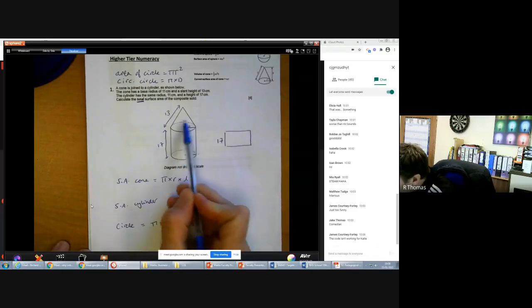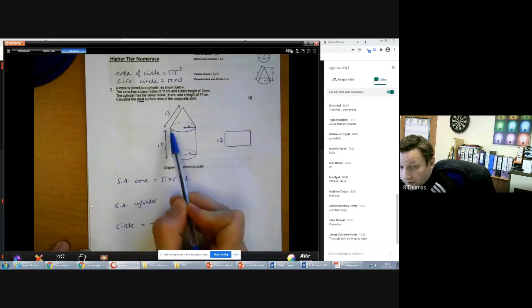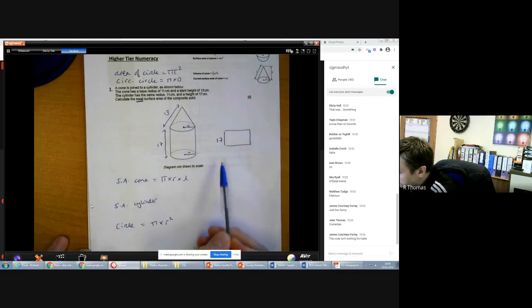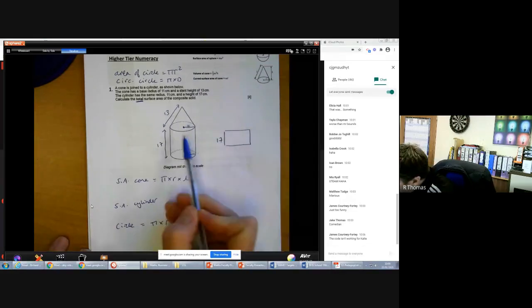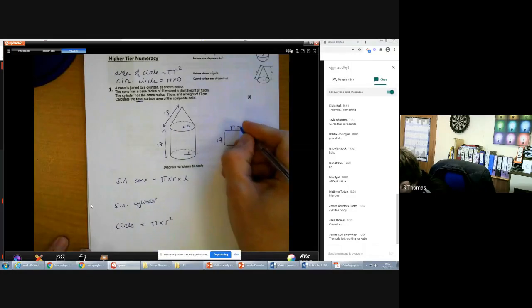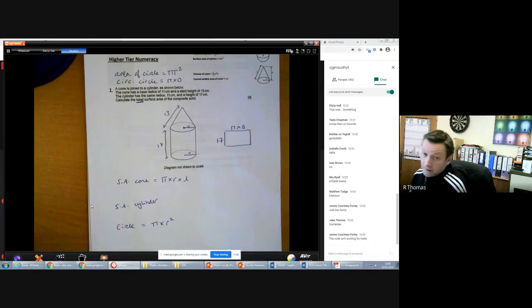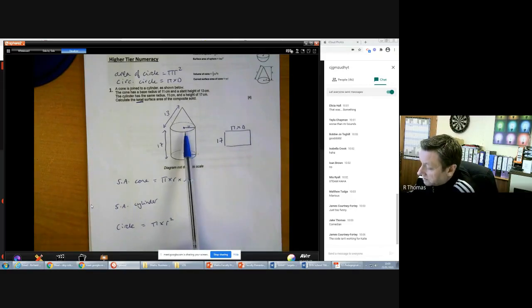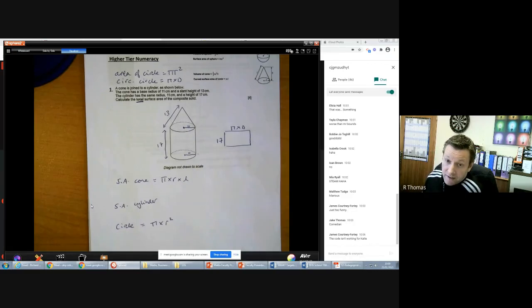I would hope you agree that the length of this rectangle is actually the circumference of the circle. Right? If I could cut it here and open it out, the length of that rectangle would be the circumference of that circle, which is pi times diameter. Now, of course, they haven't given us the diameter, they've given us the radius, but we know we can just double that then to get the diameter.